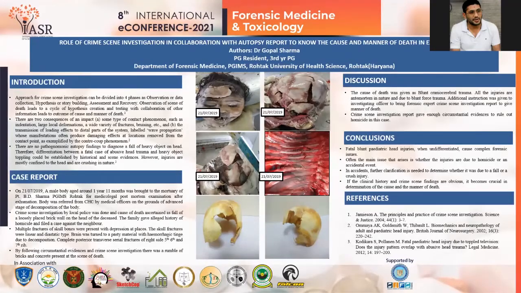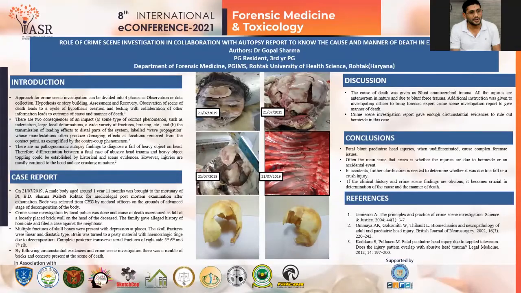Conclusion: fatal blunt pediatric head injury, when undifferentiated, causes complex forensic issues. Often the main issue that arises is whether the injuries are due to homicide or an accidental event. In accident, further clarification is needed to determine whether it was due to a fall or a crush injury. If the clinical history and crime scene findings are obvious, it becomes crucial in determination of the cause of death.